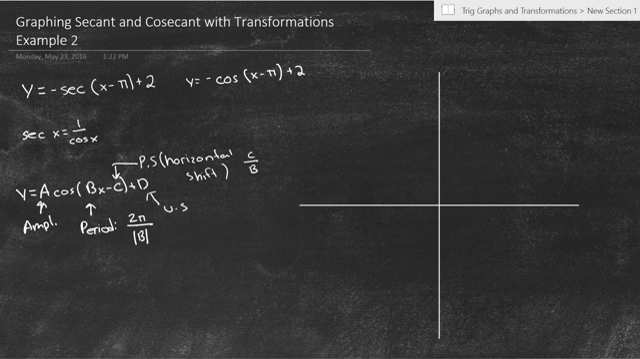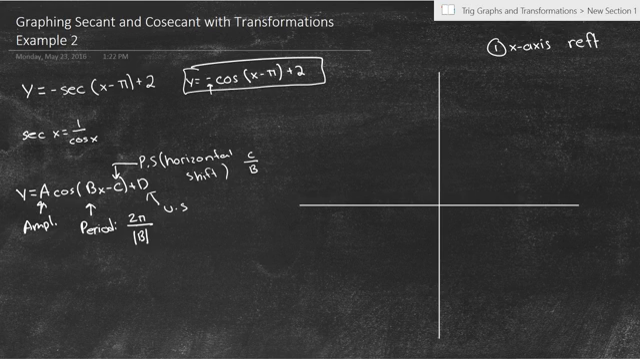So now let's try to apply all this stuff to this function right here and graph it. We've got y equals negative cosine of x minus pi plus 2. So we've got negative here. That's an x-axis reflection. So first, x-axis reflection. That tells me that instead of starting at 1, as we usually do for cosine, now we'd be starting at negative 1. That's all that's going to do.